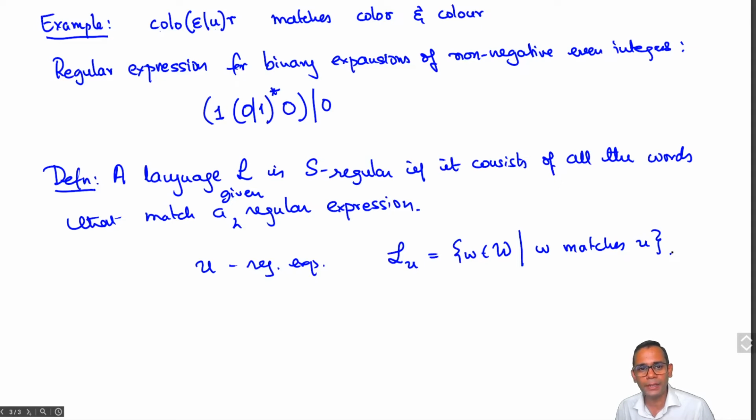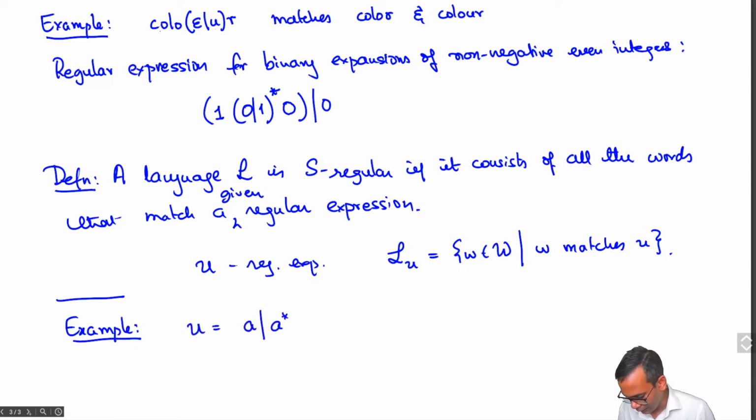Now we are interested in counting the number of words of a given length that match a given regular expression. But this becomes complicated sometimes. Let's look at an example. It could happen that a word matches a regular expression in more than one way. Let's take the regular expression U to be A or A star. Now if you look at the word A, this matches this regular expression in two ways. Firstly, it matches A, and secondly, it also matches A star. So it has a non-unique way of matching this regular expression.